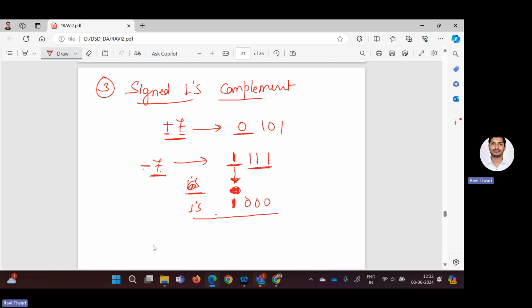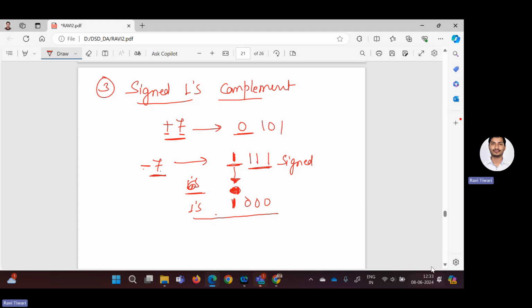Once again, I am repeating, there is no ones complement form of a positive number. It is similar to sign magnitude form. If the number is negative, then first you write it down in sign magnitude form, and then you take the ones complement of its magnitude, not of the sign bit.